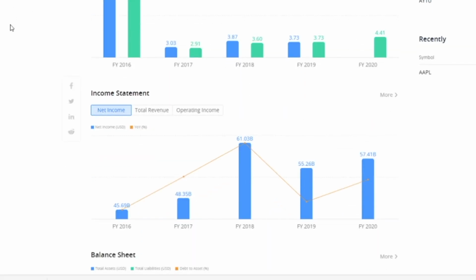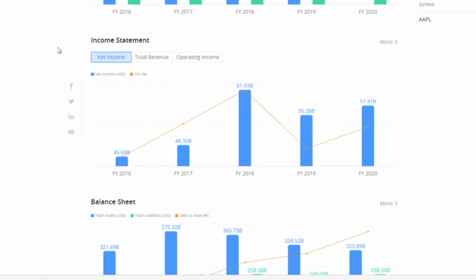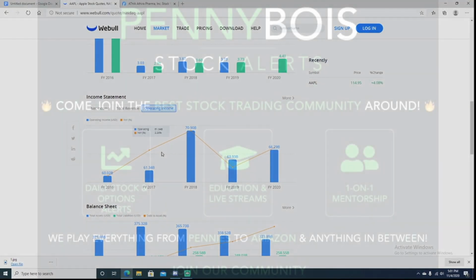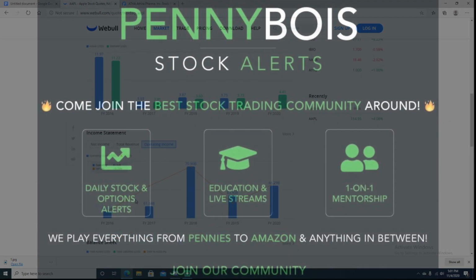Then you have your net income. Net income is the profit a company generates. You have your total revenue, which shows the total sales and revenue. And the operating income shows the amount of profit a company made after deducting expenses, which are wages, depreciation, and cost of goods sold. So that is the operating income. The balance sheet and the cash flow we will be going over in PBU Advanced.